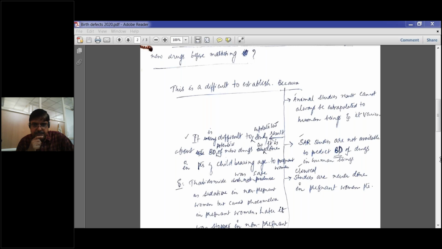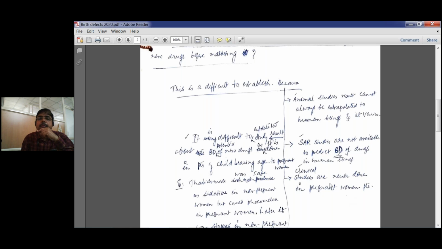So, pregnant women are not included. Then geriatrics. Then pediatrics also. Yes, pediatrics also. So these are the three populations that are not included in clinical studies. So what happens is that ultimately, since the study is not done in pregnant women, you do not know what happens when the drug is given to pregnant women.